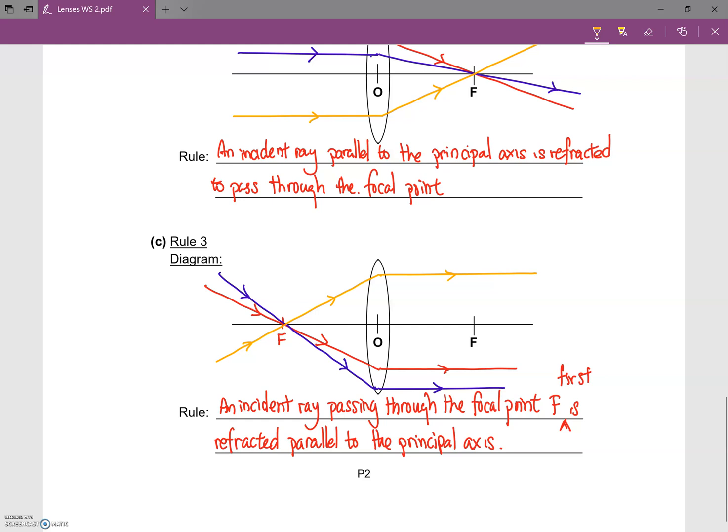So these are the 3 rules. They're going to be very, very useful and very important, especially for your next worksheet.